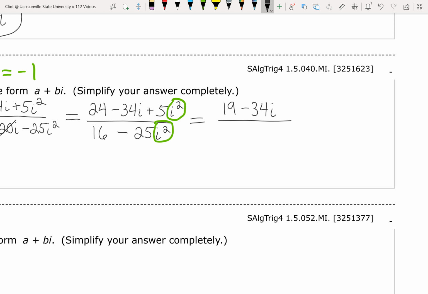On the bottom, negative 25 will turn into plus 25. So we'll do 16 plus 25. I've got my calculator because I don't want to do it in my head. We get 41 on the bottom.